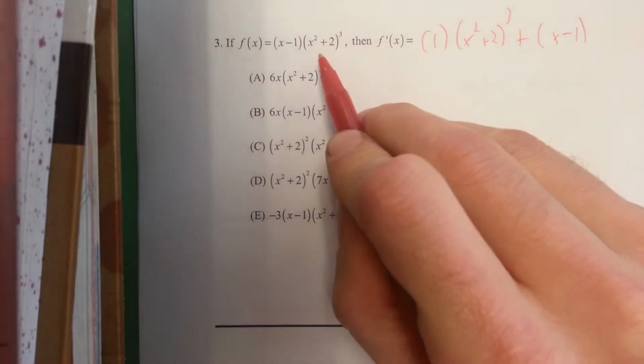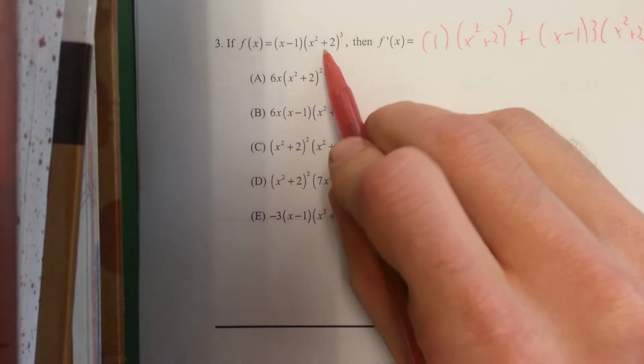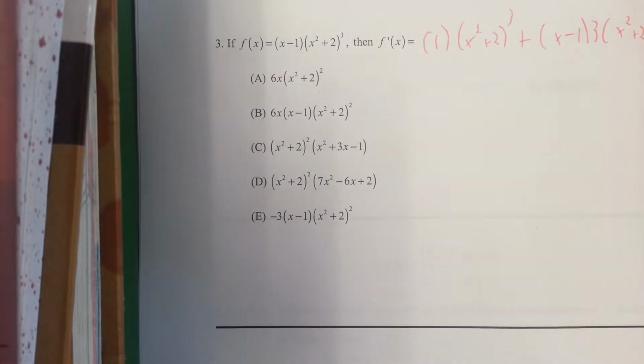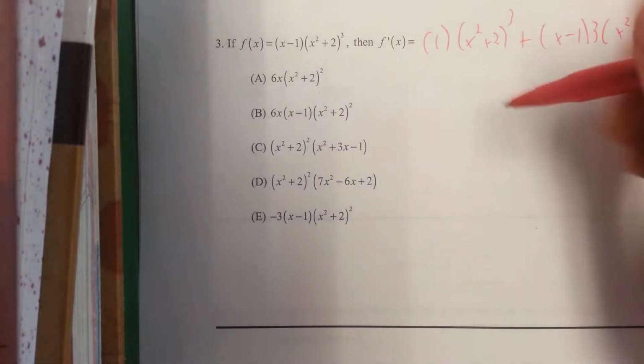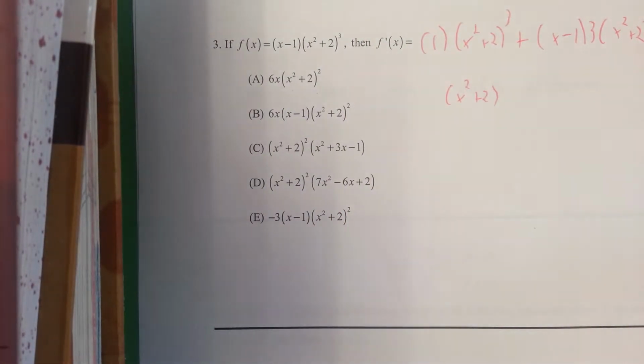Okay, now I'm going to add the first function. Now I need the derivative of the second. So that's to the third. So the 3 comes down. X squared plus 2 squared. But now I need the derivative of all the garbage in the middle because of the chain rule. So that ends up being 2x. Okay, it doesn't look like any of our answers, so we have to clean it up. So this is what I get. I get x squared plus 2. You can't see that. That's so annoying.